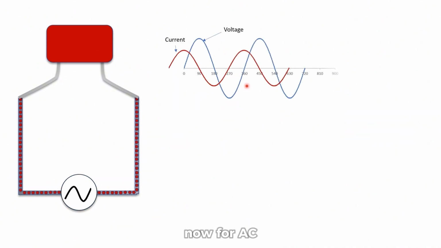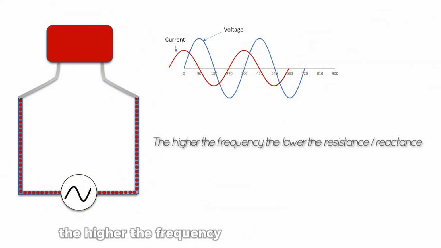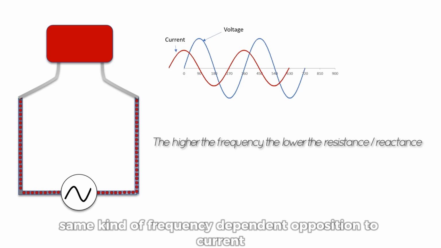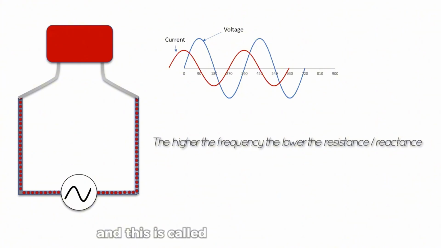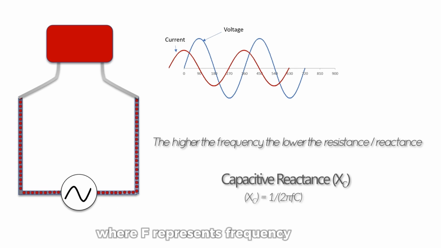Now for AC, since it's a periodic sine wave, we'll notice the current leads the voltage, and it leads it by 90 degrees. Also, it is important to note that the magnitude of current flow also varies with frequency. The higher the frequency, the lower the resistance. Same kind of frequency-dependent opposition to current as we saw with the inductor. And this is called capacitive reactance, and is represented as XC equal to 1 over 2πfC, where f represents frequency in hertz, and C represents capacitance in farads. Unlike the inductor, capacitive reactance decreases with increasing frequency.